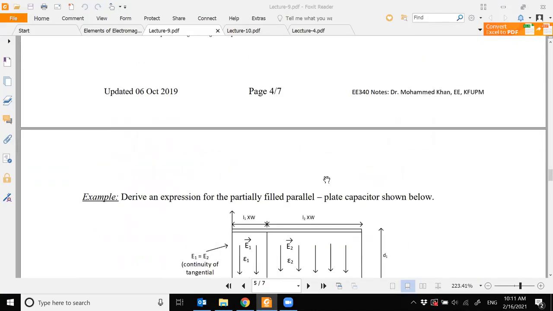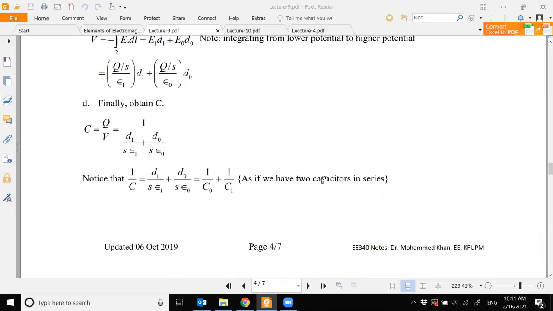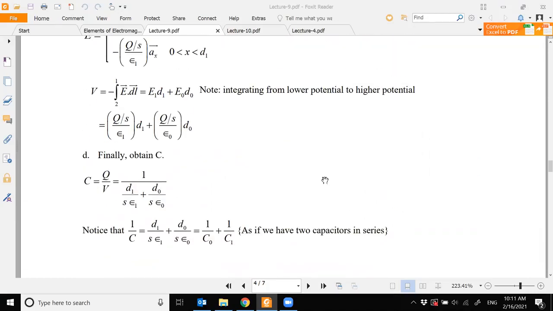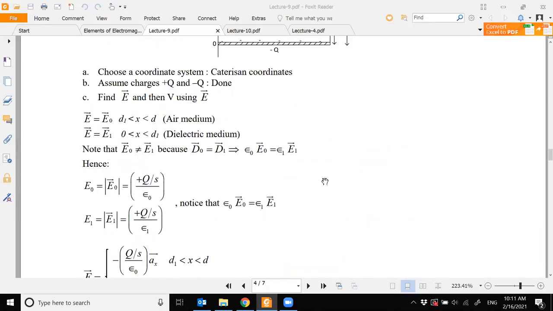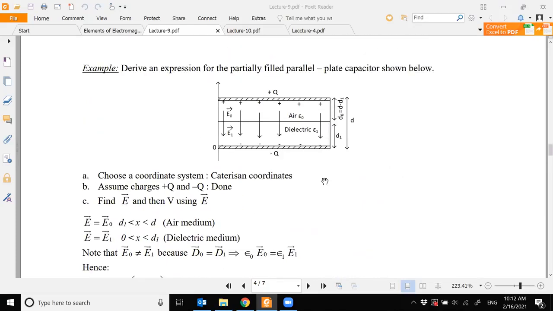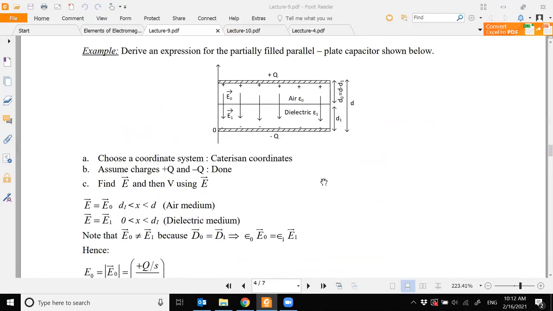Yes, Abdullah. Doctor, for the tangential component of the electric field, we exclude it because the electric field is in the X direction only? Yes, so the tangential component doesn't exist. So that's why you do not need to make sure that the tangential boundary condition is satisfied. You're right.